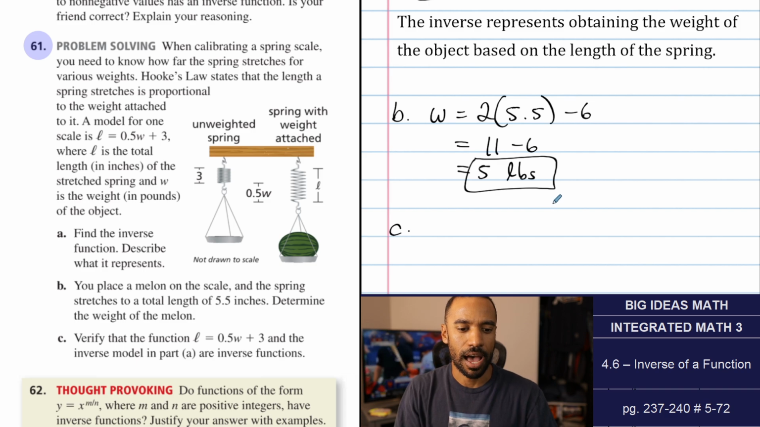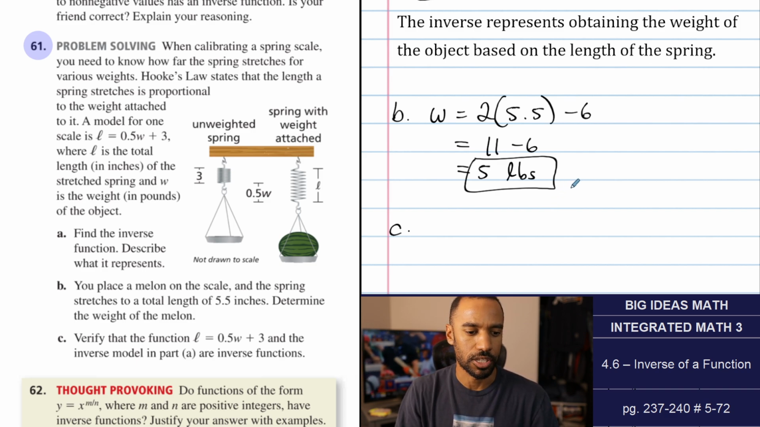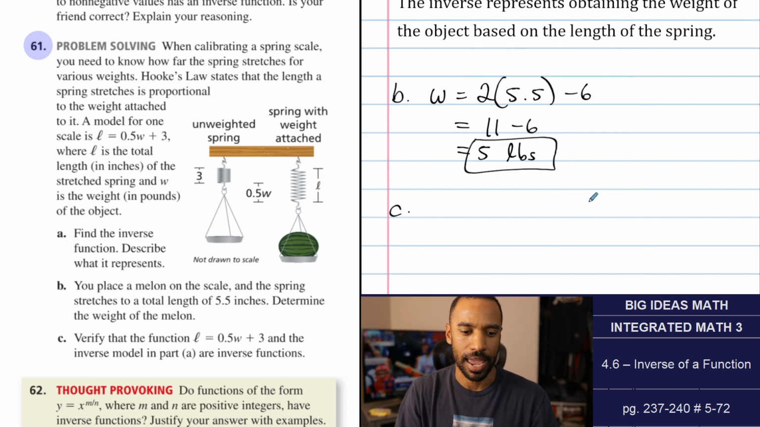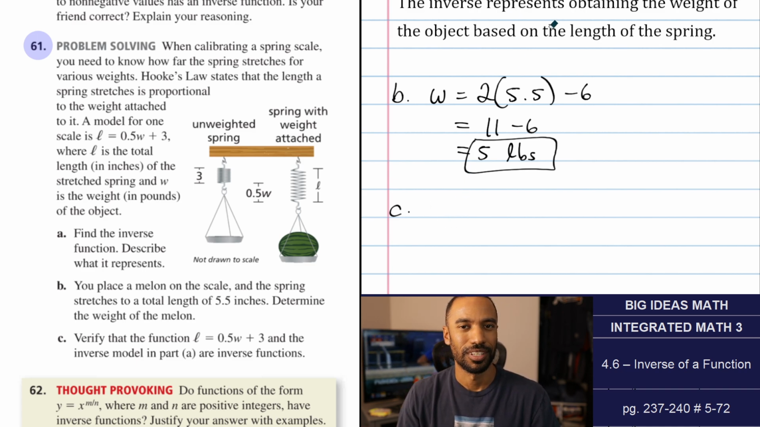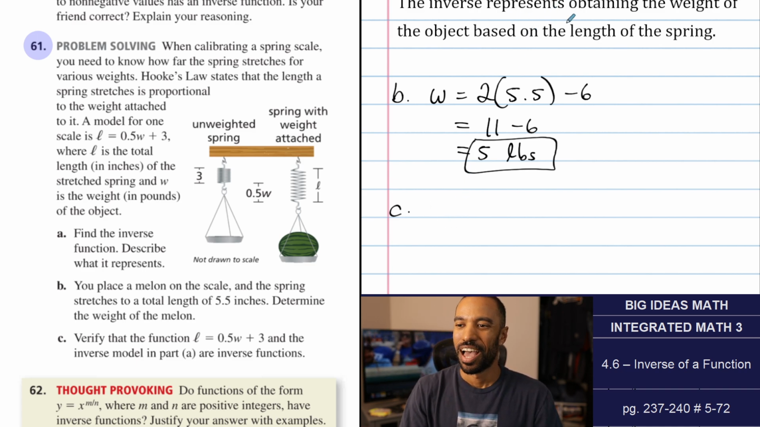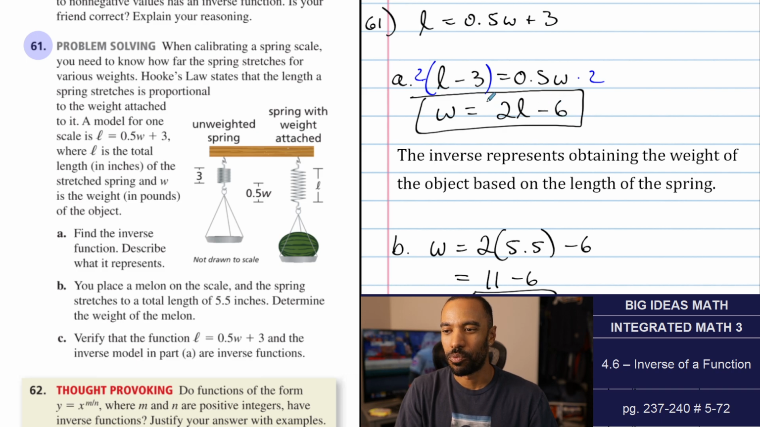Part C. Verify that the function L equals 0.5W plus 3 and the inverse model in part A are inverse functions. Okay, so for this one, we need to make sure that L of W, shoot. Let's see how I say this. I want to substitute this.